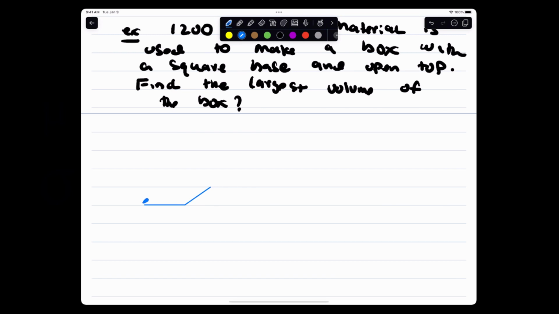Something like this. Okay. Maybe something like that. And a square base. So that's S and S, okay? So this is a rectangular box.